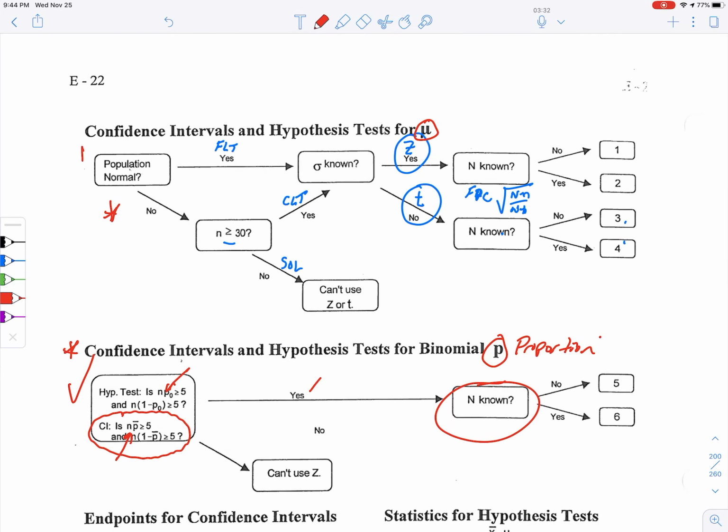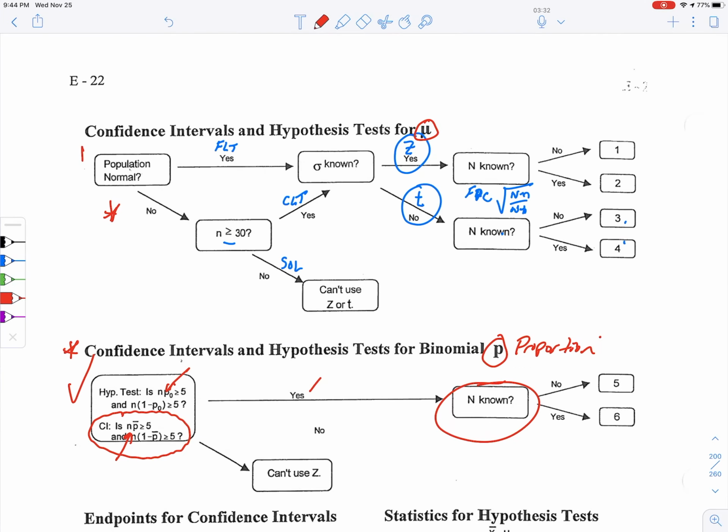Is big N known? Doesn't say anything about that, so we're going to be using formula number 3. Just going to get rid of all those. Okay. Formula number 3 down here. If this were confidence intervals, we'd be on the left-hand side, but we're talking about hypothesis tests, so we're on the right-hand side. So here is formula number 3 from the flowchart. And you're going to have that flowchart with you on an exam. So this is the formula that we use here.